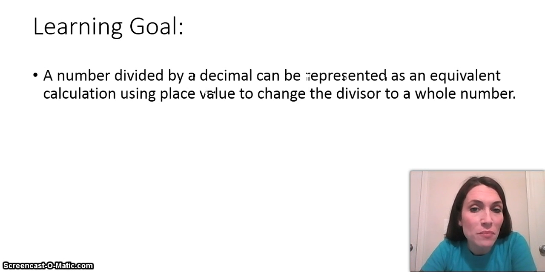A number divided by a decimal can be represented as an equivalent calculation using place value to change the divisor to a whole number. And in our first example, we're going to talk through how this works, how we can represent decimals as equivalents in order to make a division problem a little bit easier to solve.